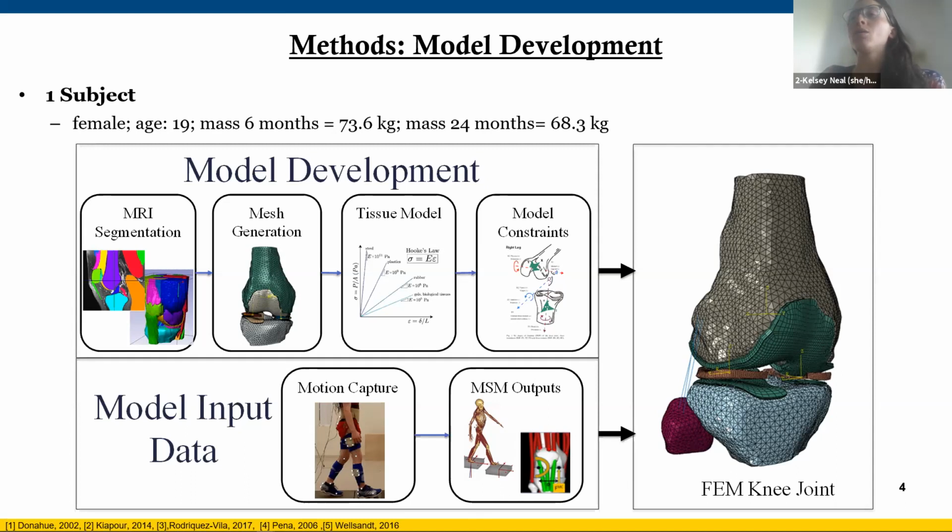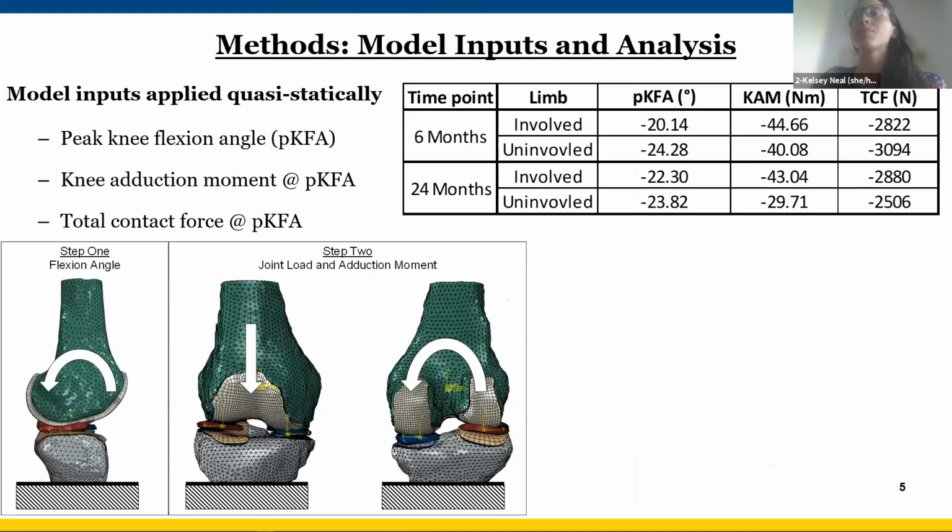Motion analysis with EMG was performed at 6 and 24 months after ACLR. Inverse and forward dynamics were used to obtain muscle force estimations, which were then input into a validated EMG-driven musculoskeletal model where joint loads were calculated and used as inputs to the FE model.